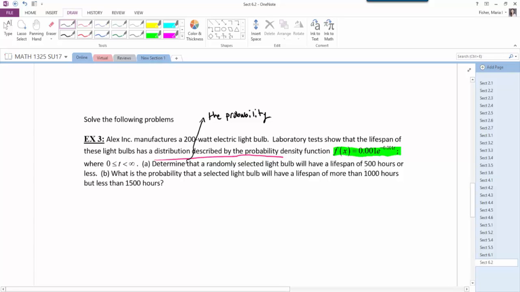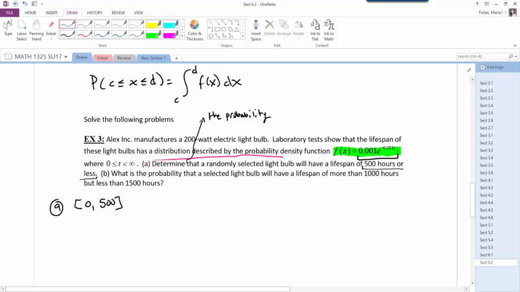So if I'm trying to determine that probability, recall for that probability density function, if we want the probability that something is going to be between C and D, it's going to equal the integral from C to D of the probability density function. I'm given what my probability density function is, so now I just have to find my interval. That event is looking at the subset that is 500 hours or less, so I'm looking at the interval from 0 to 500.